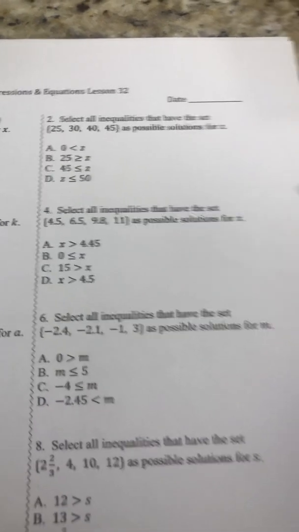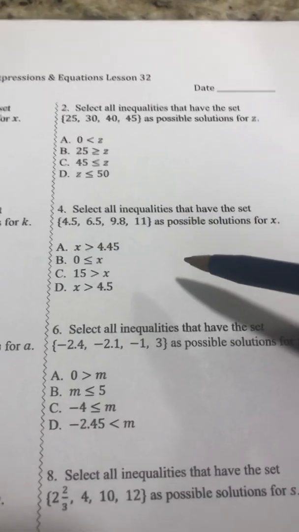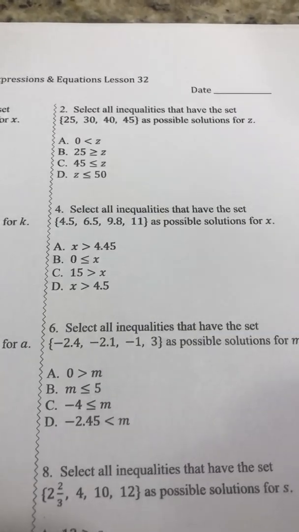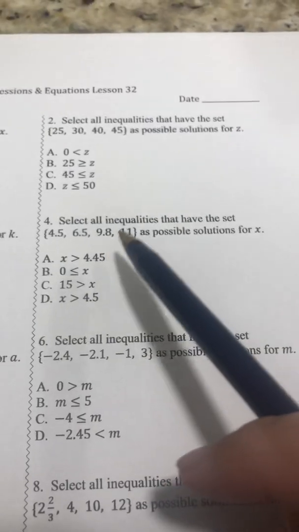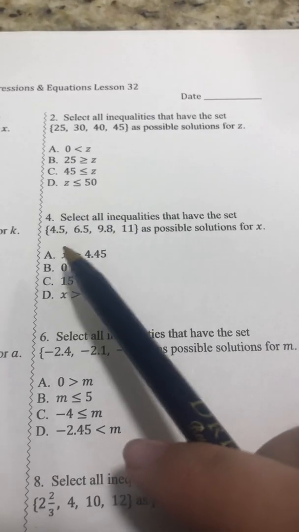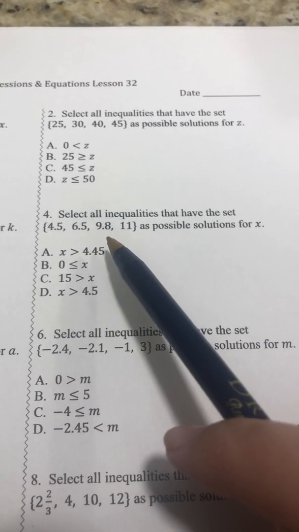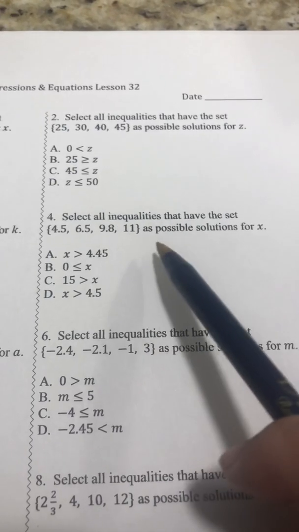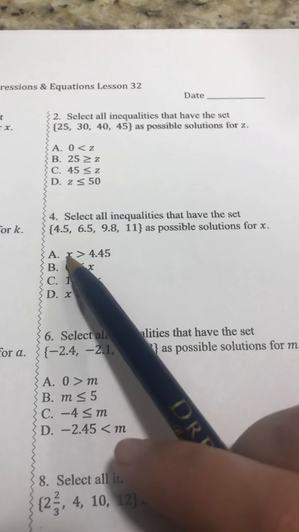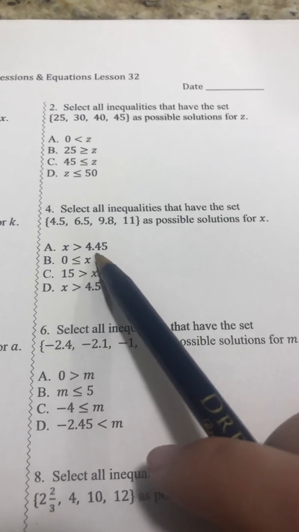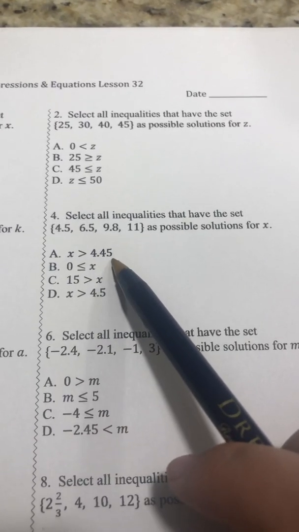All right, sixth graders, I've got one more problem here if you're wanting to look at another one together that has some decimals. So I'm going to go ahead and read it. Select all inequalities that have the set 4.5, 6.5, 9 and 8/10, and 11 as possible solutions for x. So we've got our first one that reads x is greater than 4 and 45/100ths.